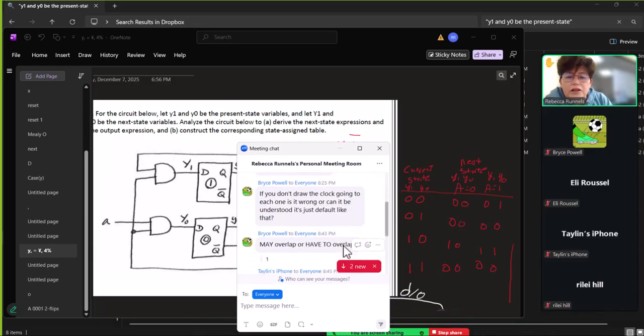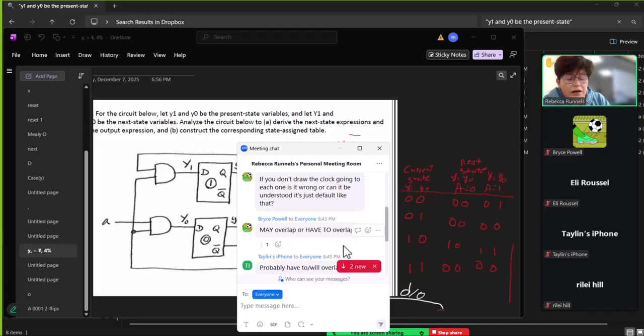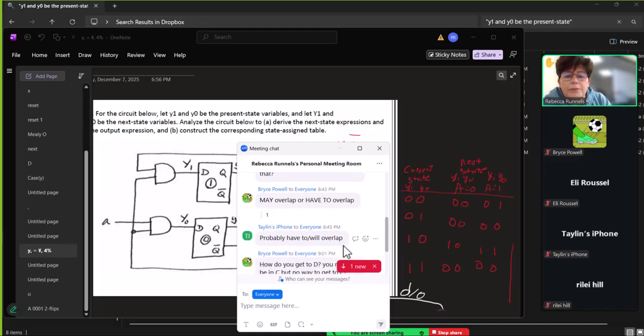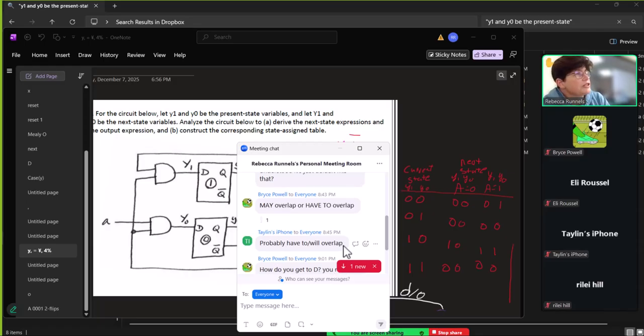If you don't draw the clock going to each one, is it wrong? No. Clock can be default. You can always just say clock left out for clarity. When it says sequences may overlap, that means you can use part of it from the one before. If it says sequences cannot overlap, that means once you get to 3, you'll go back to reset every time.